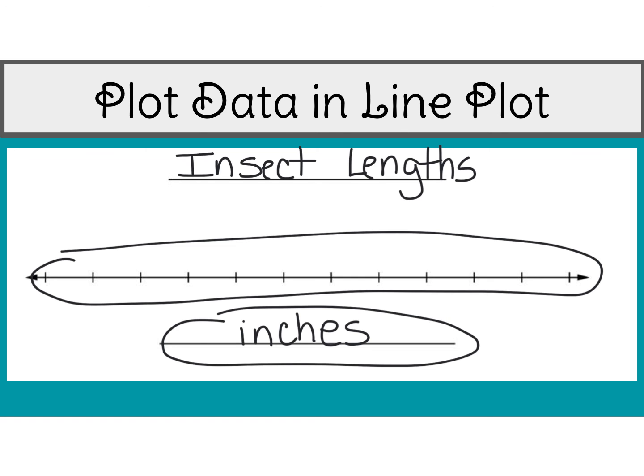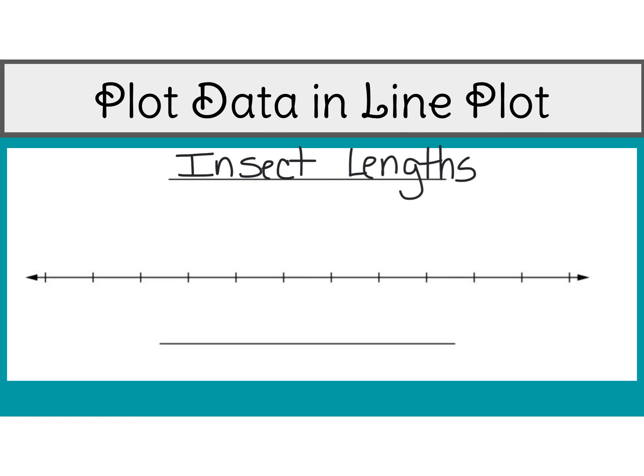And so let's not forget that once we get those numbers written down on the number line, we're going to place our X's on there as well. So for example, if this were 1 1/8 and maybe I had 2 insects that measured that, I would have 2 X's placed there on the line plot. And so that should be just a refresher for you because we've done lots of line plots in class.